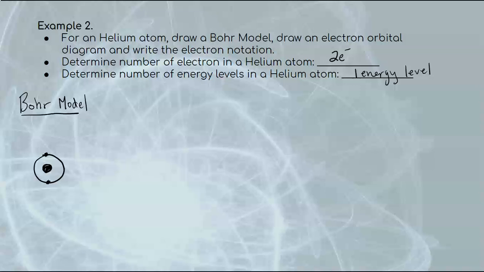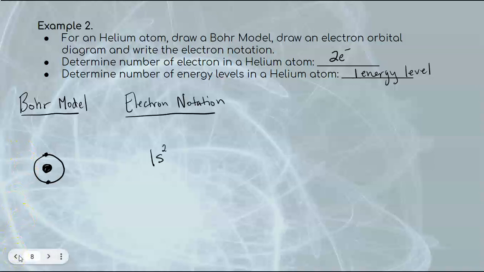So the Bohr model is really simple. You'll also notice that I just kind of shaded in the nucleus. We don't really need to worry about the nucleus right now. We're just looking at the electrons. So in the Bohr model, we see 1 energy level, and there are 2 electrons on each of them. All right, go ahead and write out the electron notation and the electron orbital diagram.